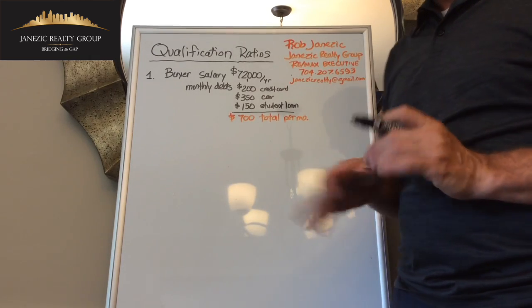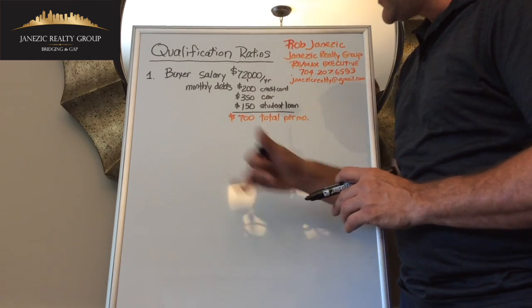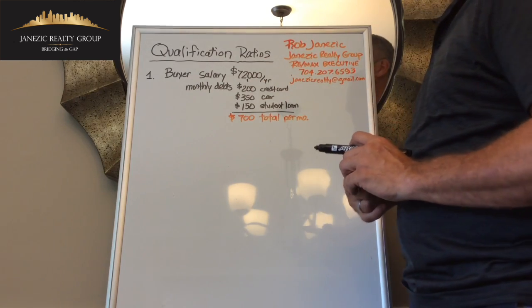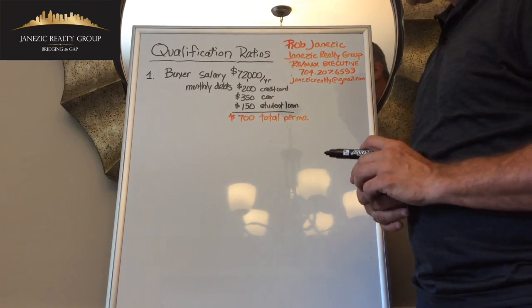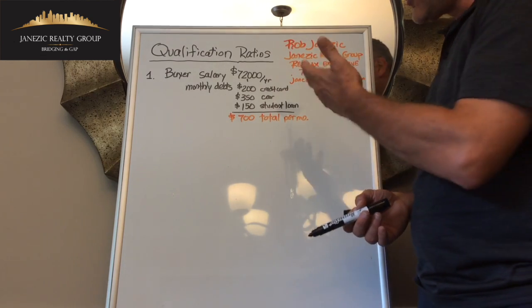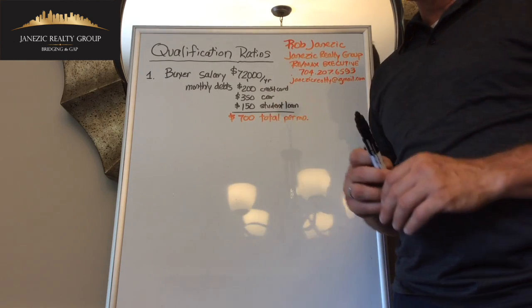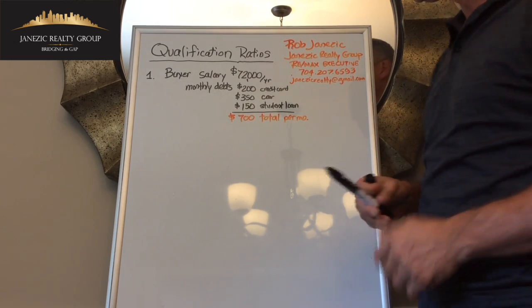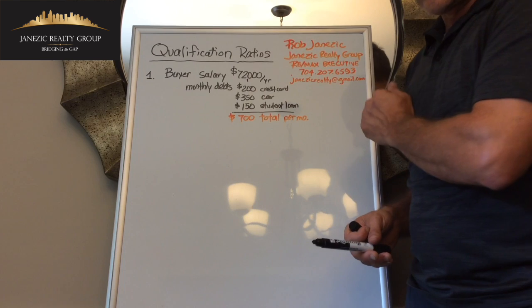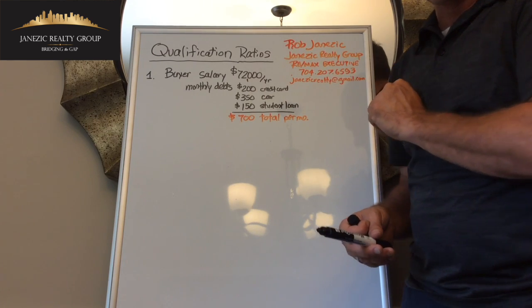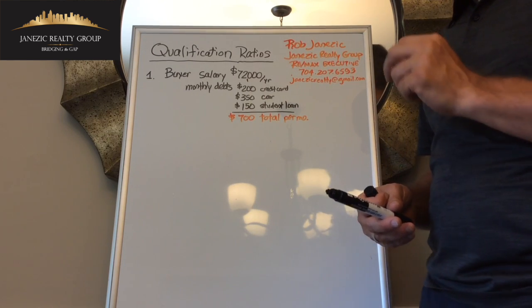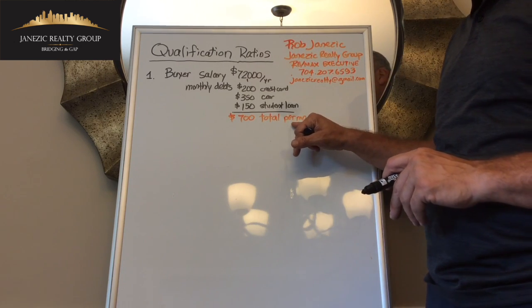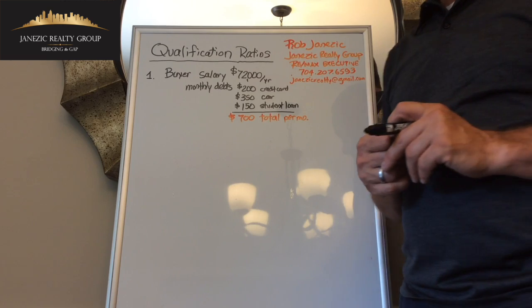So without further ado, let's start. We have an example here with a buyer with an annual salary of $72,000 and some monthly debts as they show up on the credit report or otherwise. Any monthly recurring obligation has to be included in this discussion. And in this case, we have a $200 credit card, a $350 car payment, and a $150 student loan for a total of $700 a month.